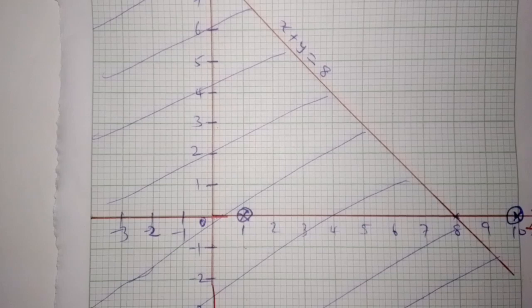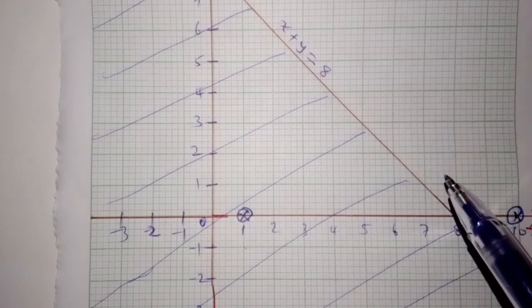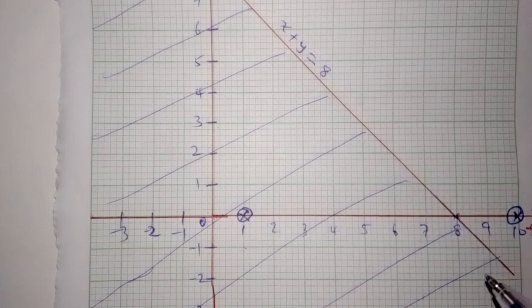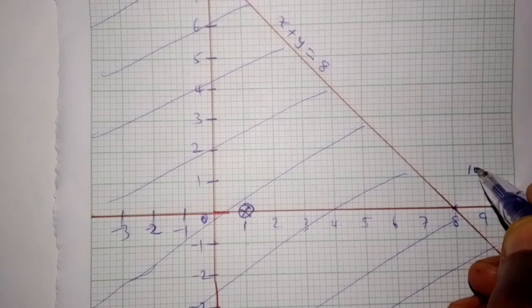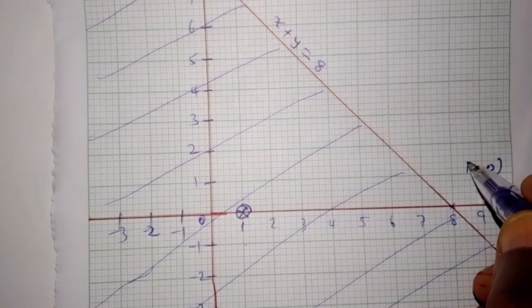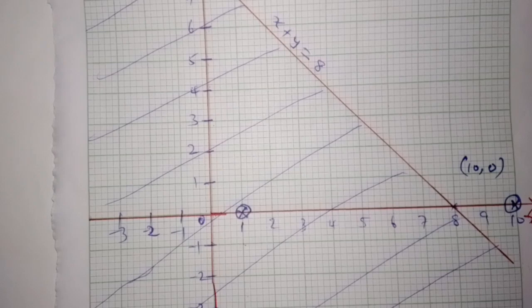Then we test different points. We test different coordinates to find out the region that satisfies the given inequality. So we can test points. This is point 10, 0. We can test it.